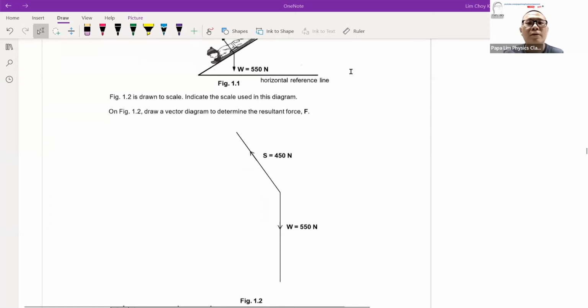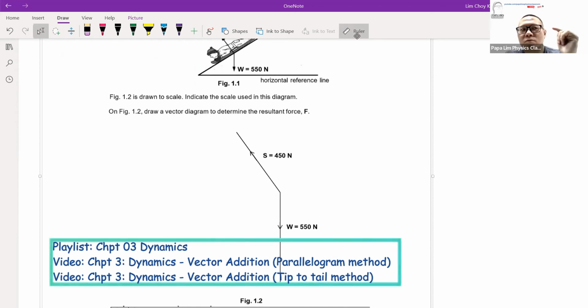Paper 2 here is a vector addition. There are two forces given, and based on the questions, these two forces are given. So it is simple vector addition. The easiest way is to use the parallelogram method. If you forgot how to use the parallelogram method, I made a detailed video on the parallelogram method and the tip to tail method on vector addition.